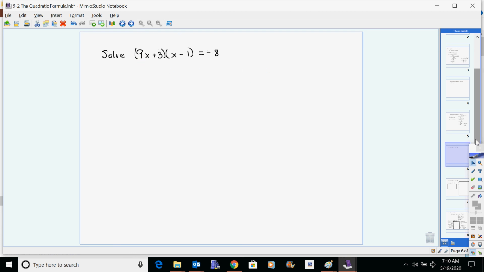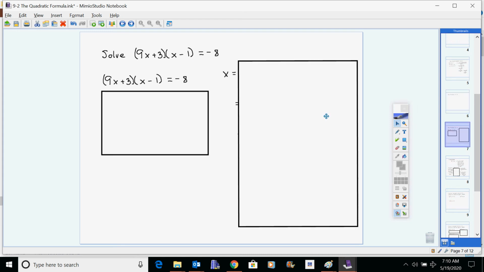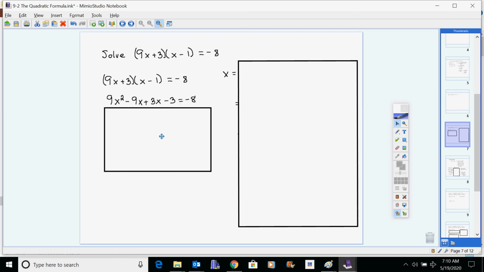Now this one, in order to solve it, you need to try and get x alone, as we know, but you've got too much happening. This is not a perfect square, so we have to go ahead and multiply it out first. So it almost feels like you're going backwards to go forward. So I need to do 9x times x, 9x times negative 1, 3 times x, and 3 times negative 1.